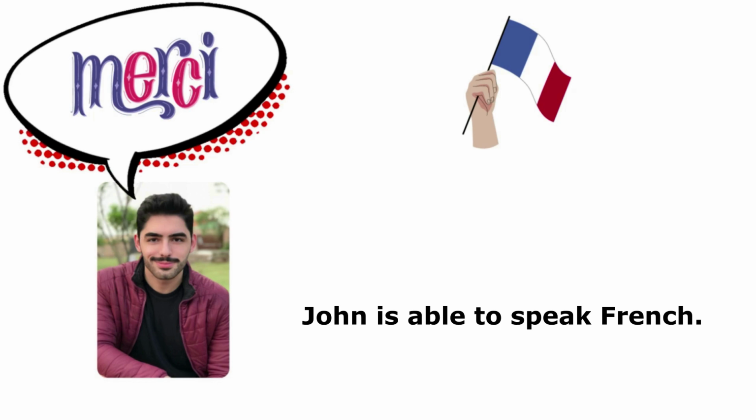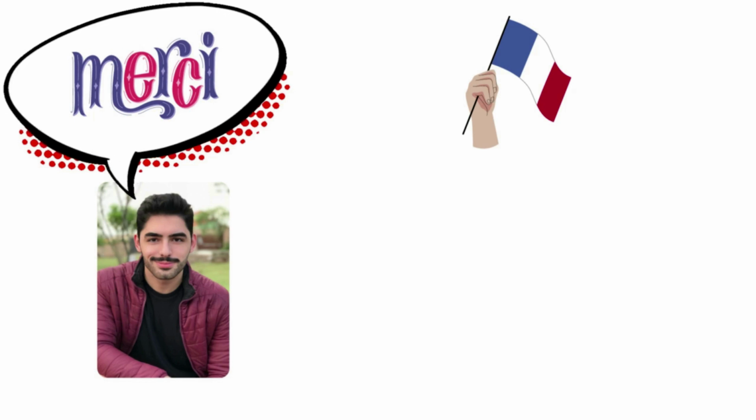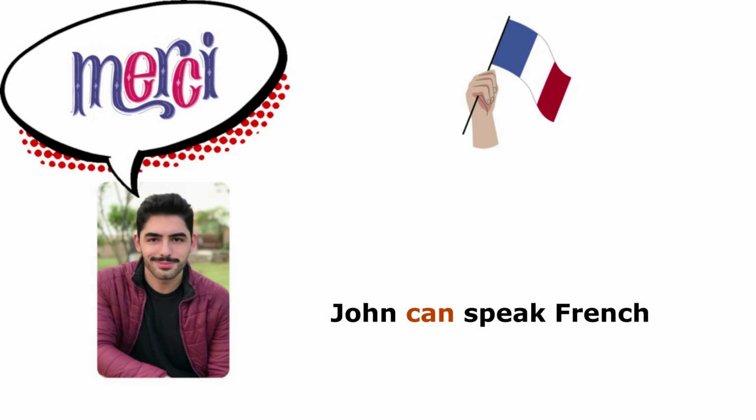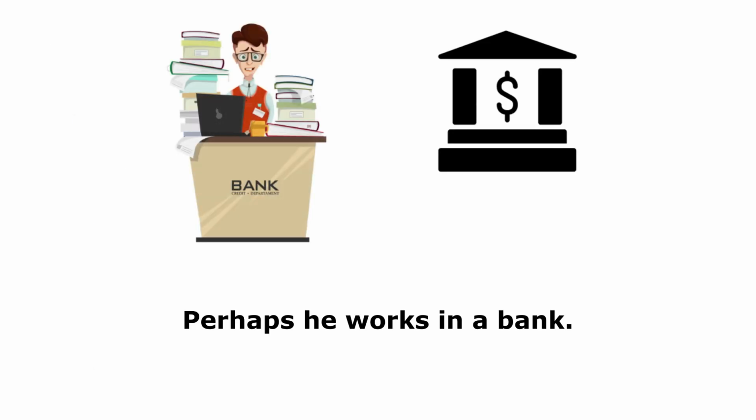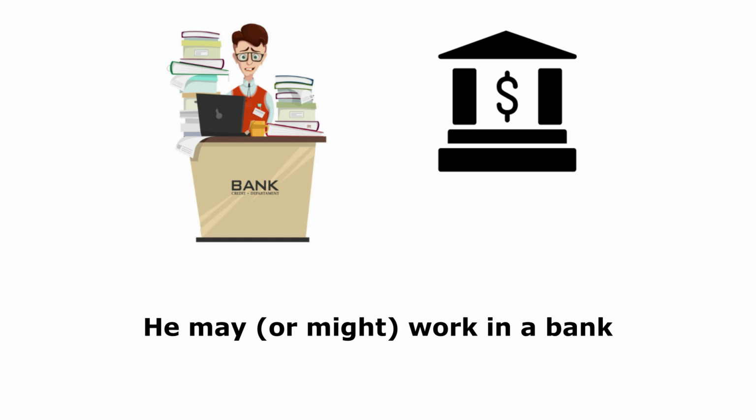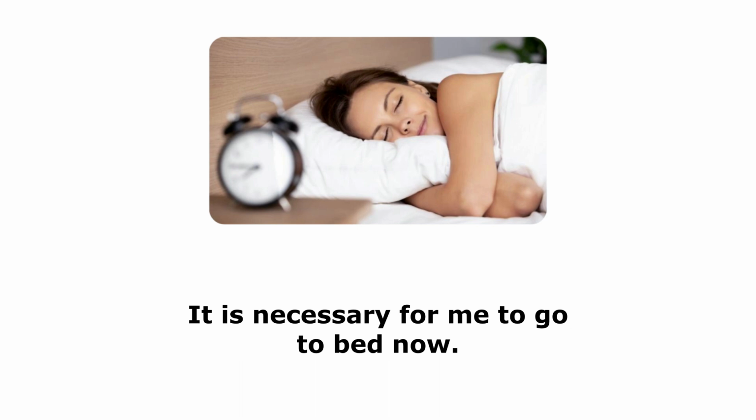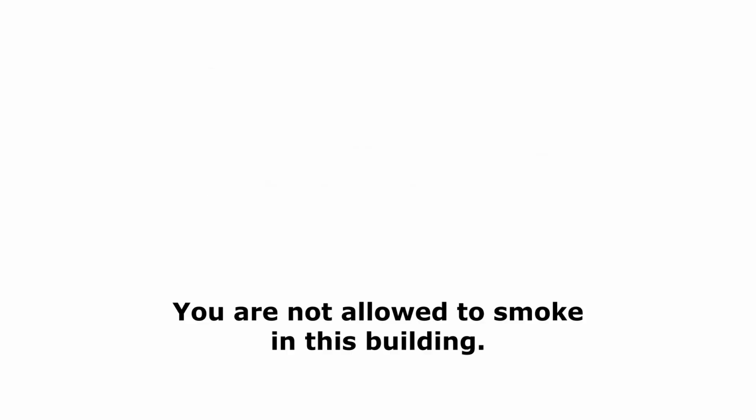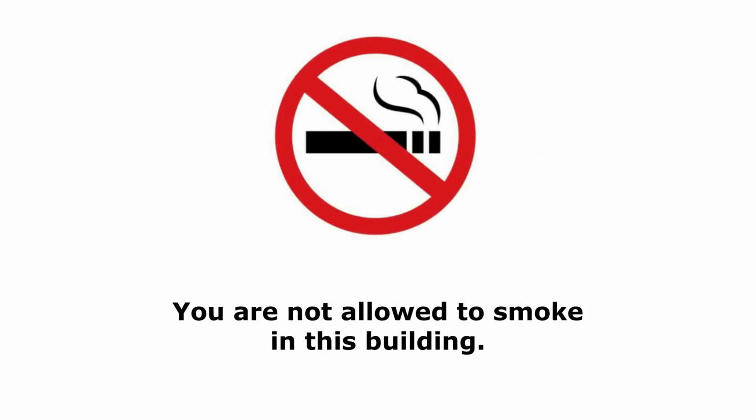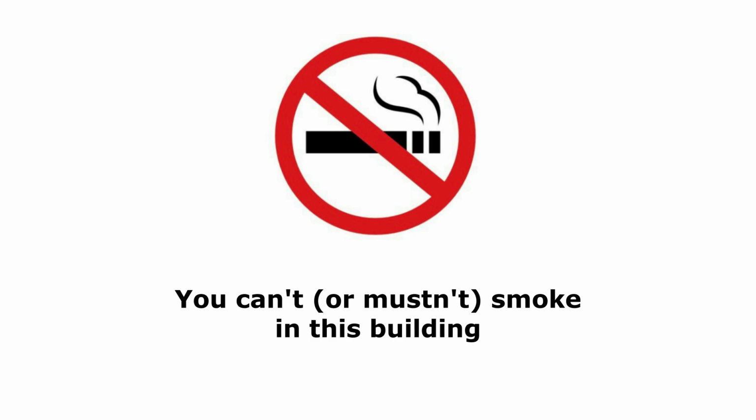John is able to speak French. John can speak French. Perhaps he works in a bank. He may, or might, work in a bank. It is necessary for me to go to bed now. I must go to bed now. You are not allowed to smoke in this building. You can't, or mustn't, smoke in this building.